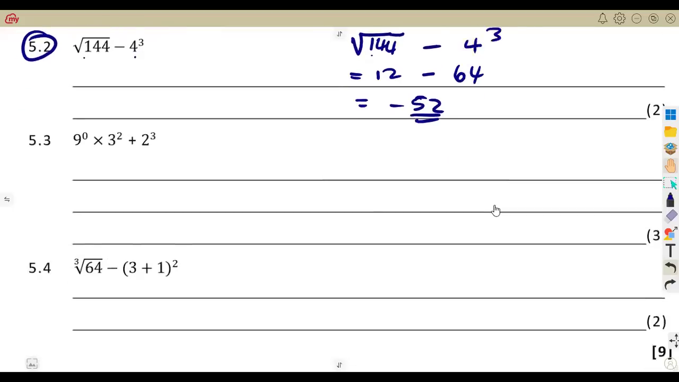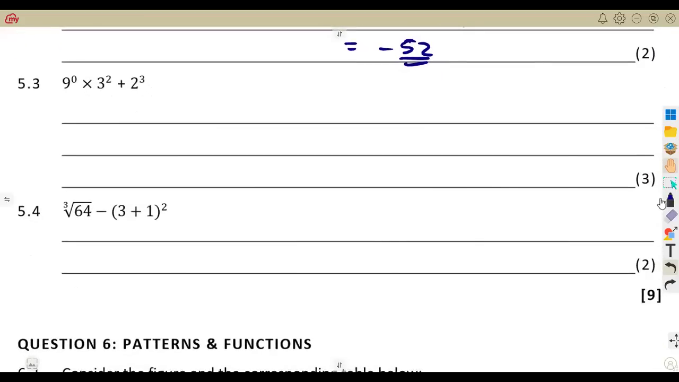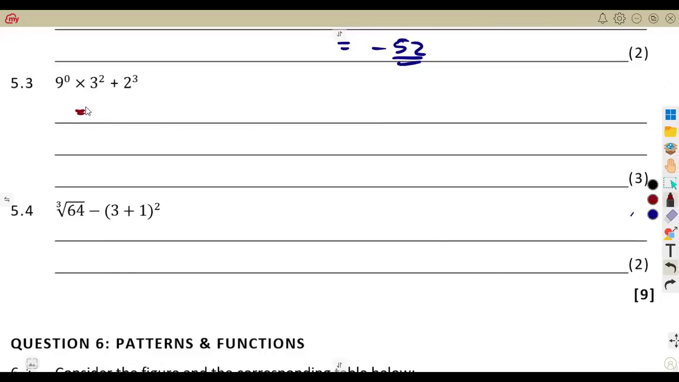So this is how some of your questions will be given: 9 to the exponent of 0 times 3 squared plus 2 to the exponent of 3. We just have to follow our laws of exponents. Any number raised to the exponent of 0 is 1. Times 3 raised to the exponent of 2, 3 times 3, which is 9. Plus 2 to the exponent of 3, 2 times 2 times 2. 2 times 2 is 4, times 2 is 8.